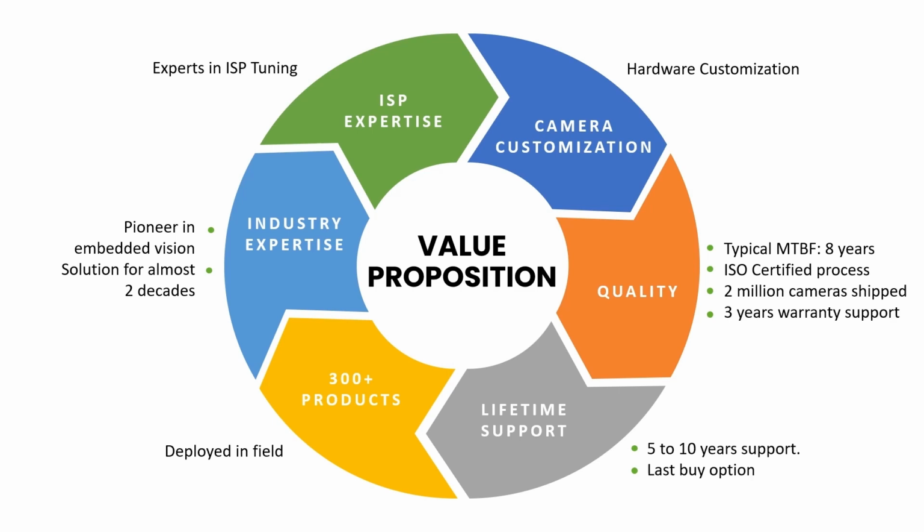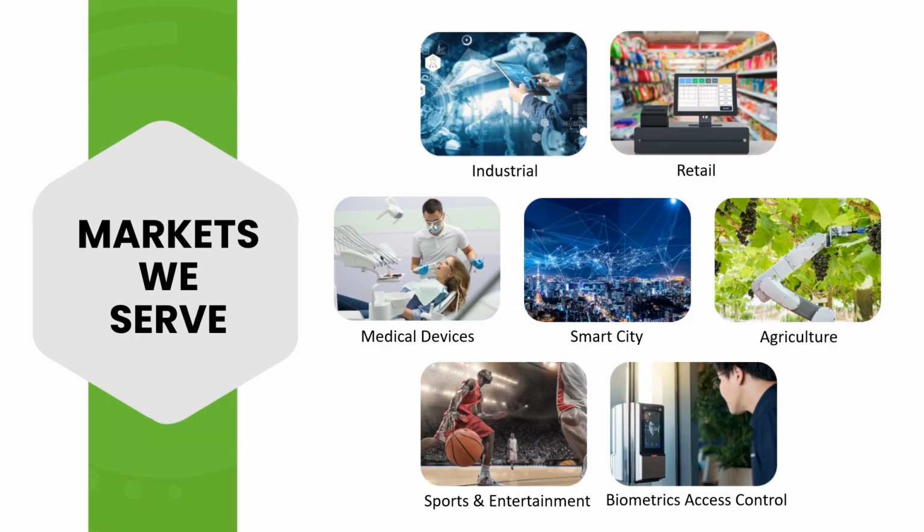Econ Systems has been instrumental in deploying more than 300 customer products in the market, and these customers give us year-on-year business, with volumes of more than 500 units making them our design win customers. We cater to a wide range of markets including but not limited to industrial, retail, medical, smart city, agriculture, sports and entertainment, biometric access control.